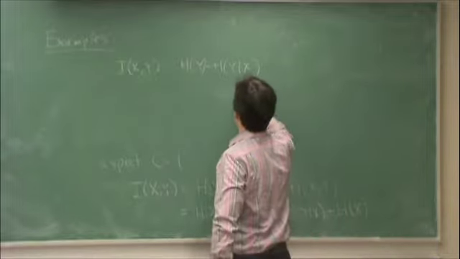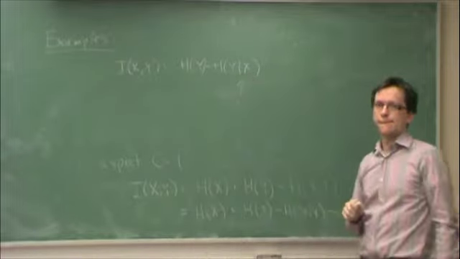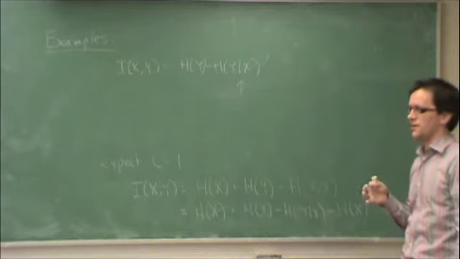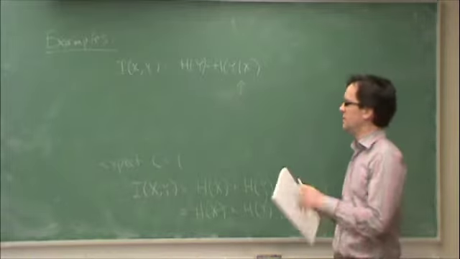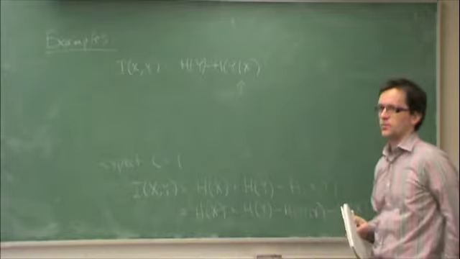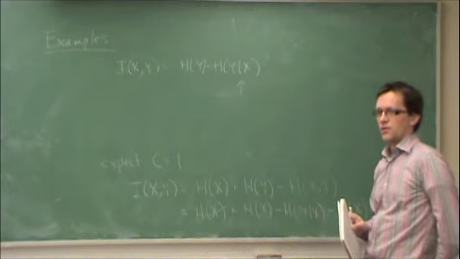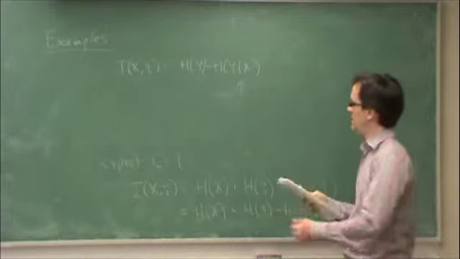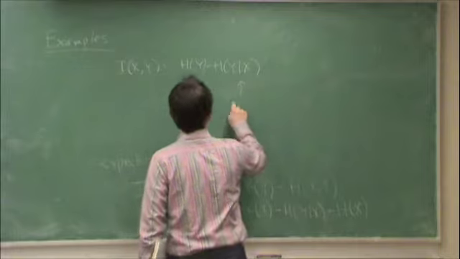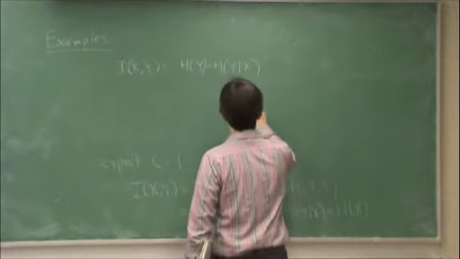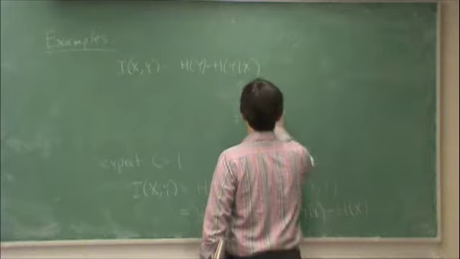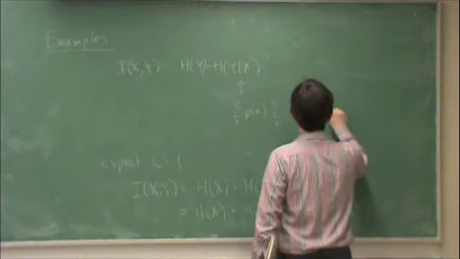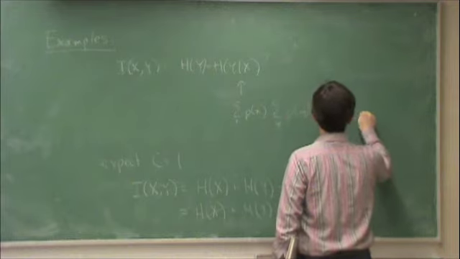First off, what do you think H(Y|X) is? The interpretation of entropy is uncertainty. So, knowing x, how much uncertainty is there in y? I know that x is equal to y, so it stands to reason that should be 0. In fact, let's calculate it. H(Y|X) is the sum over x of p(x), sum over y of p(y|x) log 1 over p(y|x).